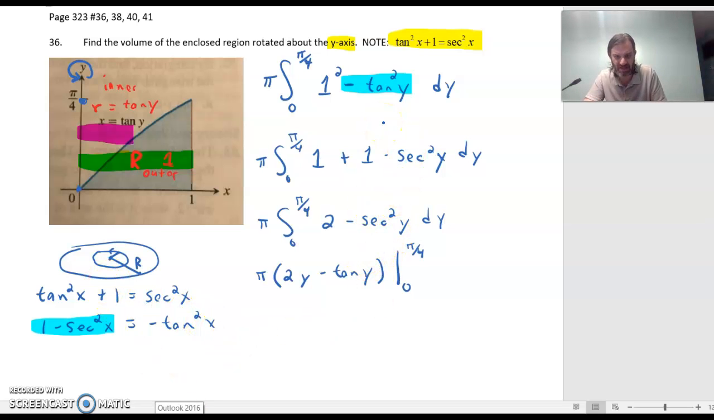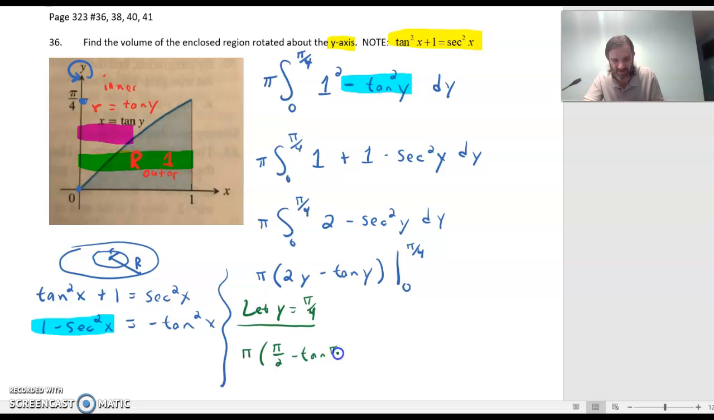Integrating the tangent squared, a hard problem. Integrating the secant squared, easy problem. So let's go ahead and put our endpoints in. We'll let y equal pi over 4. So we'll have pi times 2 times pi over 4, which is pi over 2, minus the tangent of pi over 4. Tangent of pi over 4 is 1. You can use your calculator if you need to. But then we need to plug in, let y equal 0.